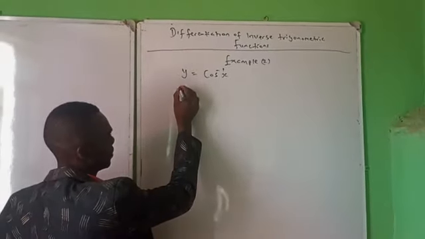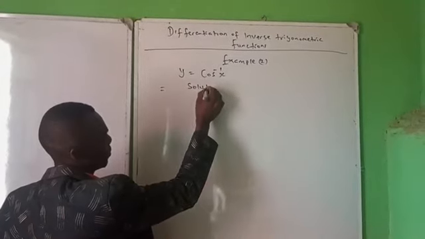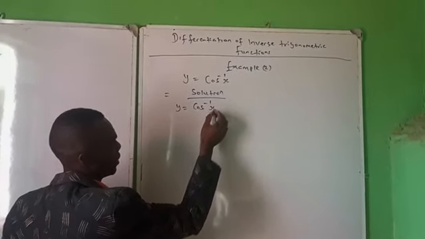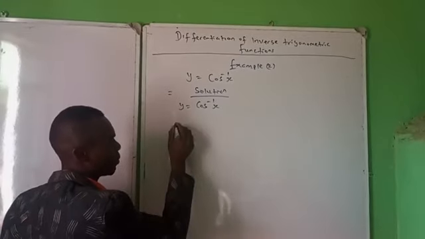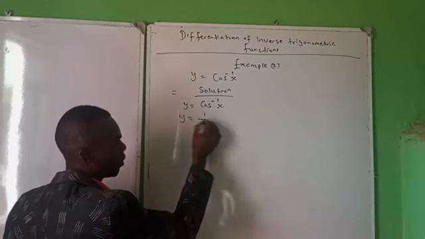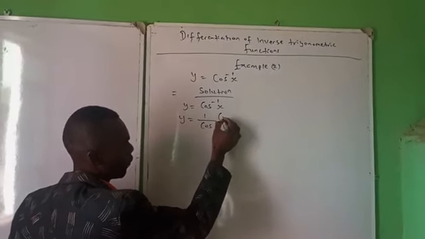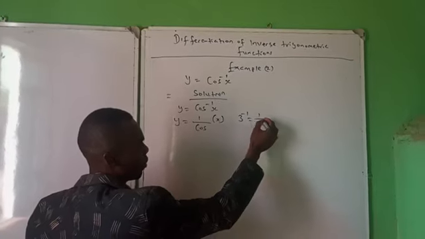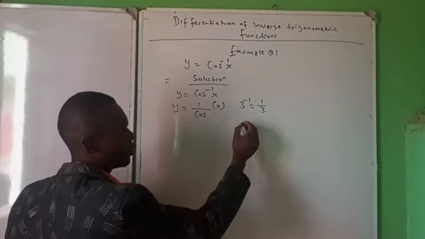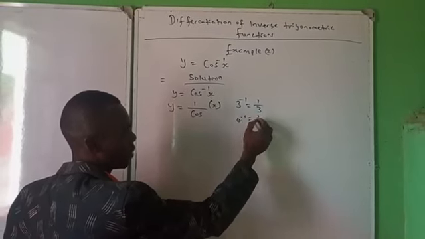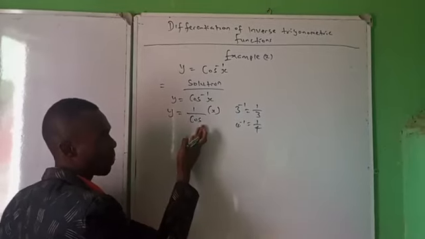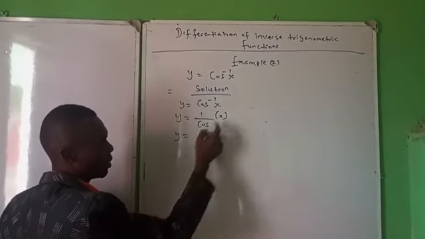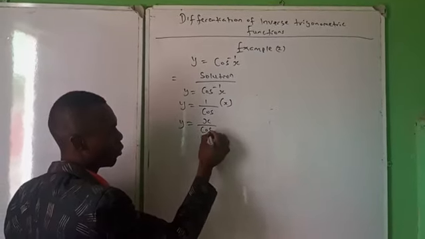Now, solution. y is equal to cos inverse of s simply means y is equal to 1 all over cos of s. That is to say, if you have 3 inverse, it simply means 1 all over 3. If you have 4 inverse, it simply means 1 all over 4. That is the rule we used here. Now in this case, we are going to be timesing this: s times 1 is s over cos.